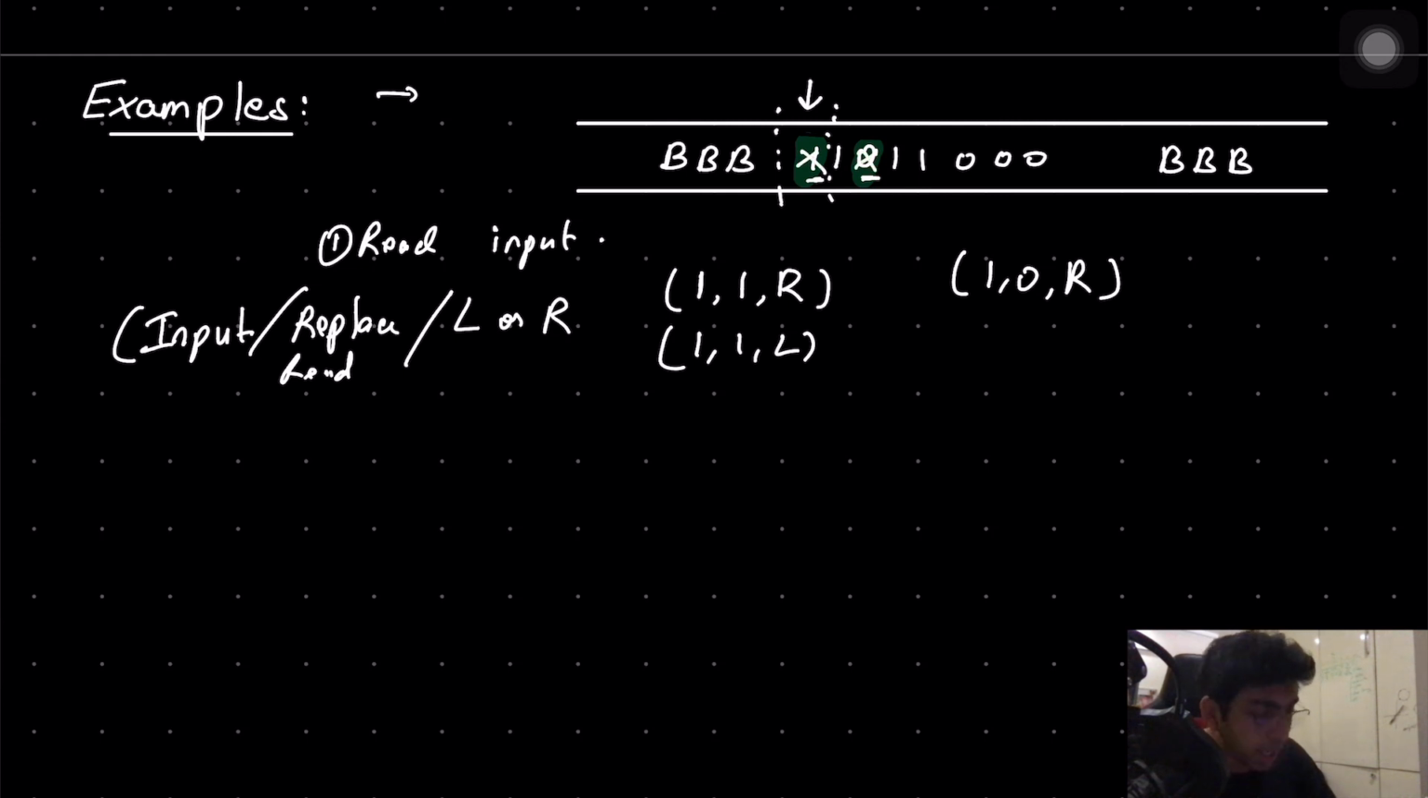Then we'll come back. We'll see another 1. We'll keep going right until we find a 0. We found a 0, so we'll replace the 0 with an x. We'll come back and replace the 1 with an x. Then we find another 1. We'll keep going right. We found another 0, so we'll replace this with an x, and this with an x. We'll come back. It's another 1. We'll replace this with an x. Go right until we find a 0. We'll replace this with an x.